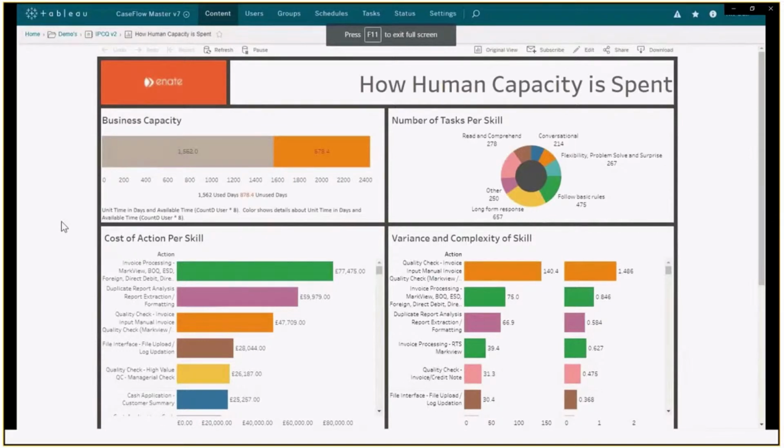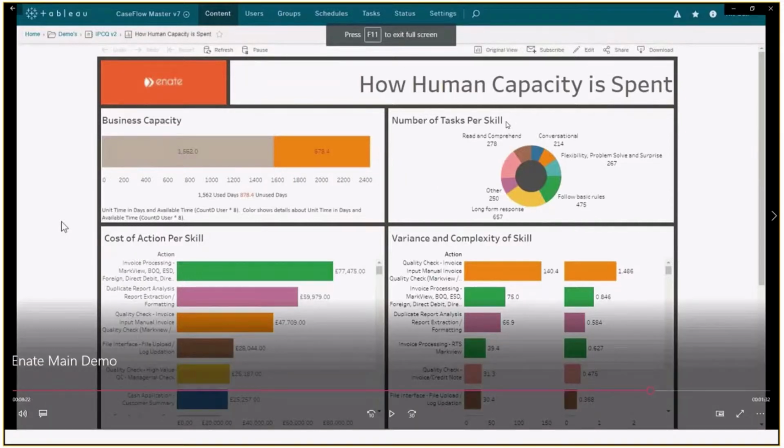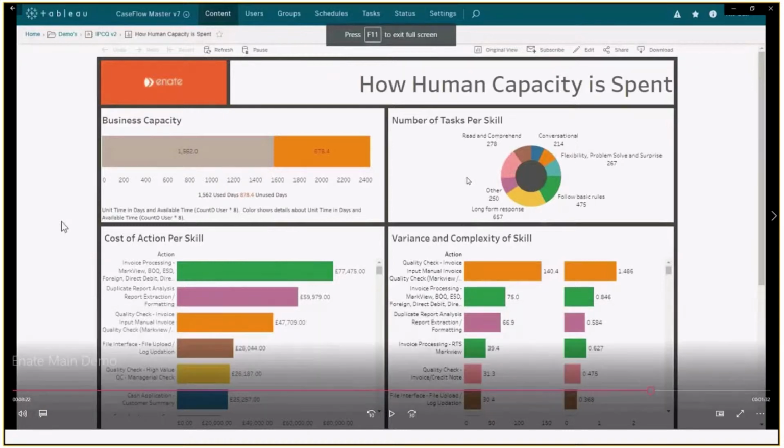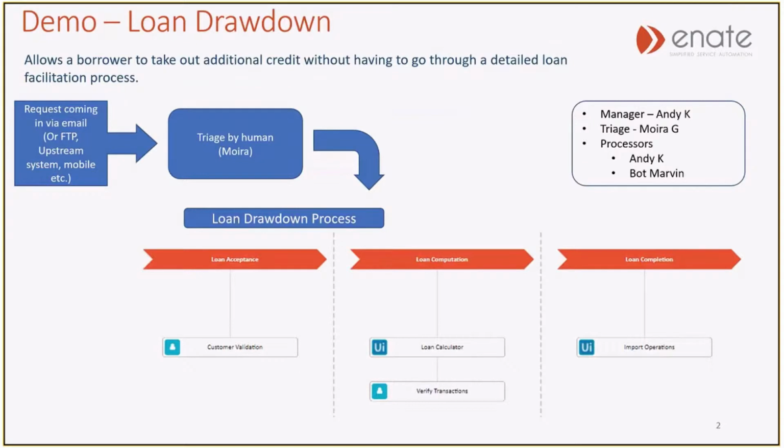This is the last report which we're going to go through. So this is how capacity is spent. If I look at the right top here, there's a donut which is talking about different types of skills. Let me first explain how that information is gathered.